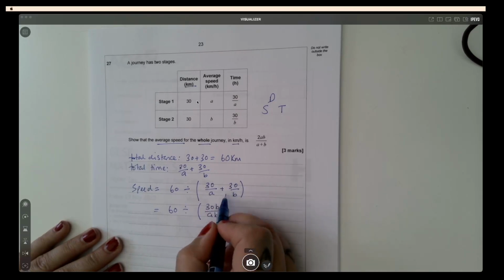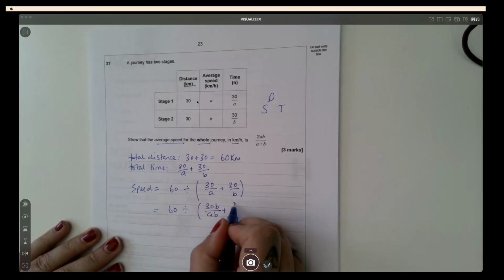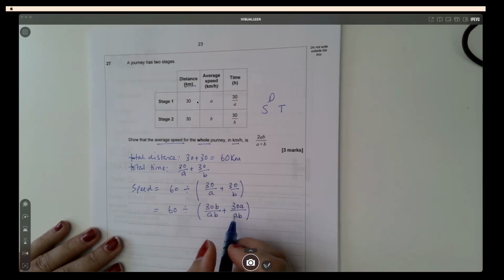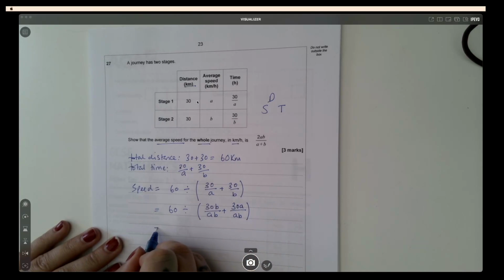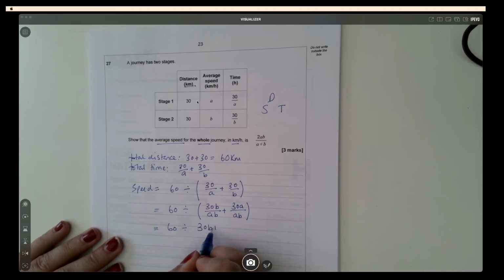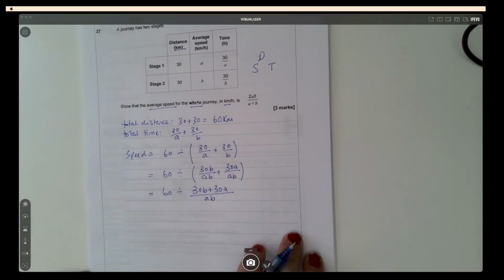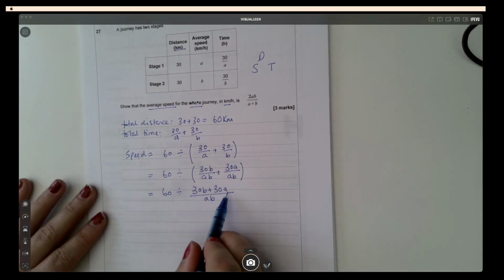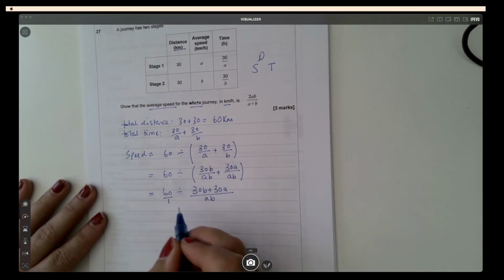And then I'm going to multiply this fraction by a. So it'll be 30a over ab. Now we have a common denominator. We can write them over that common denominator. So 30b plus 30a over ab. So now it's a case of simplifying this as far as we can go. So we're dealing with a division. So let's write this as 60 over 1.